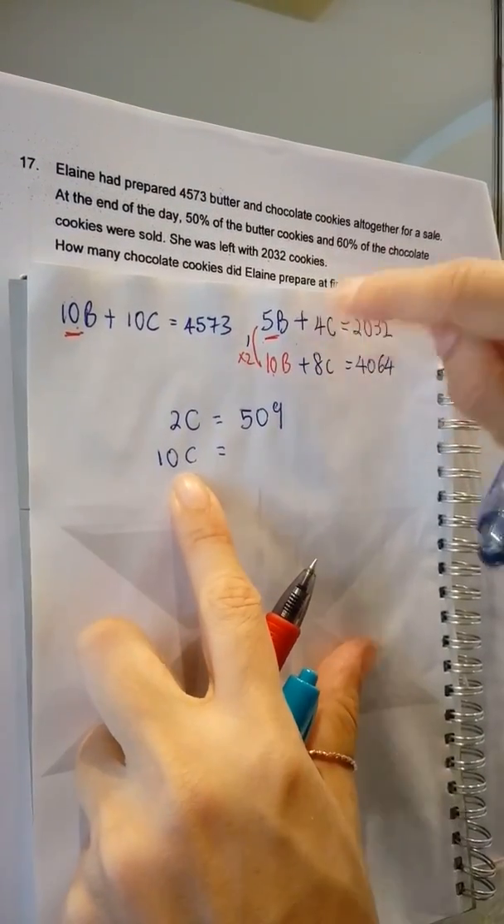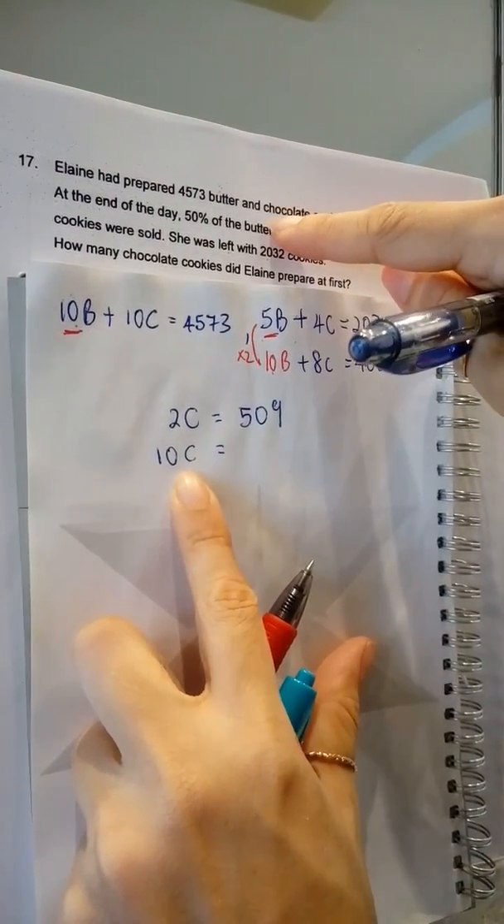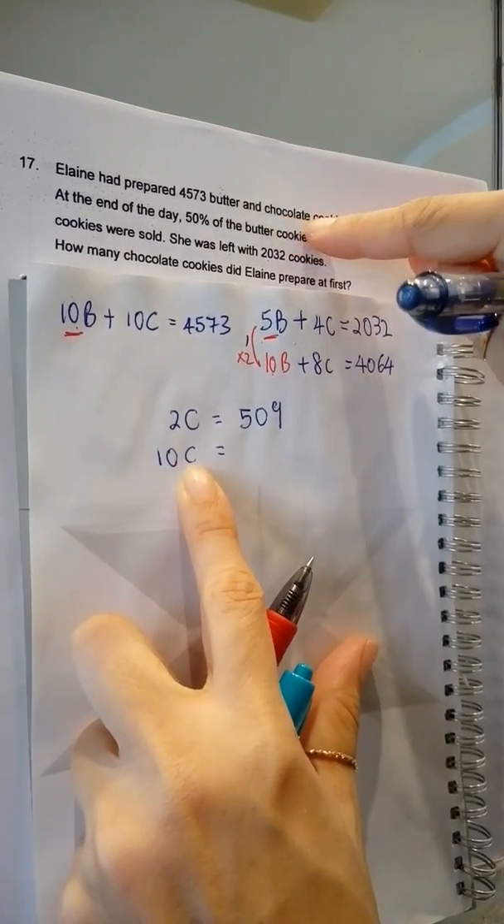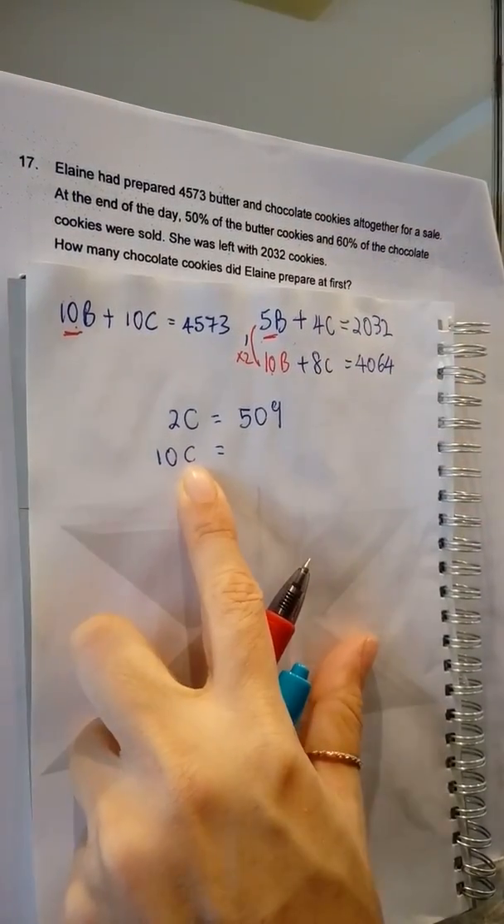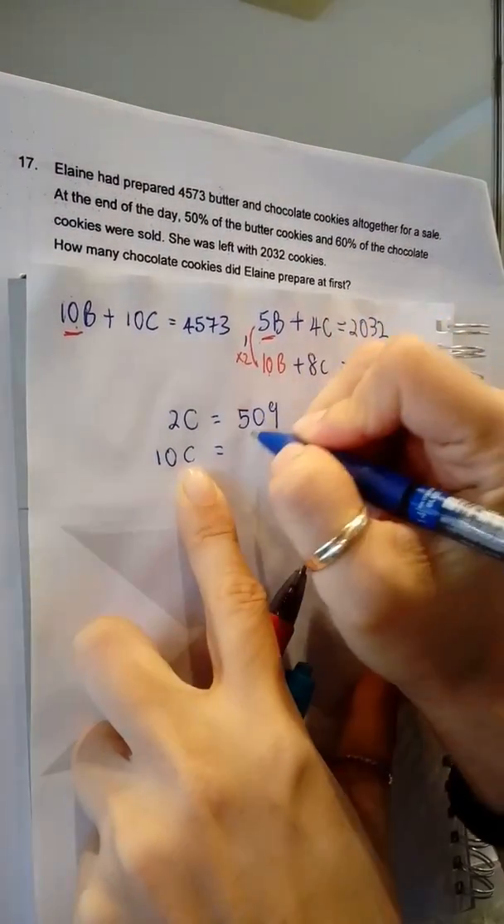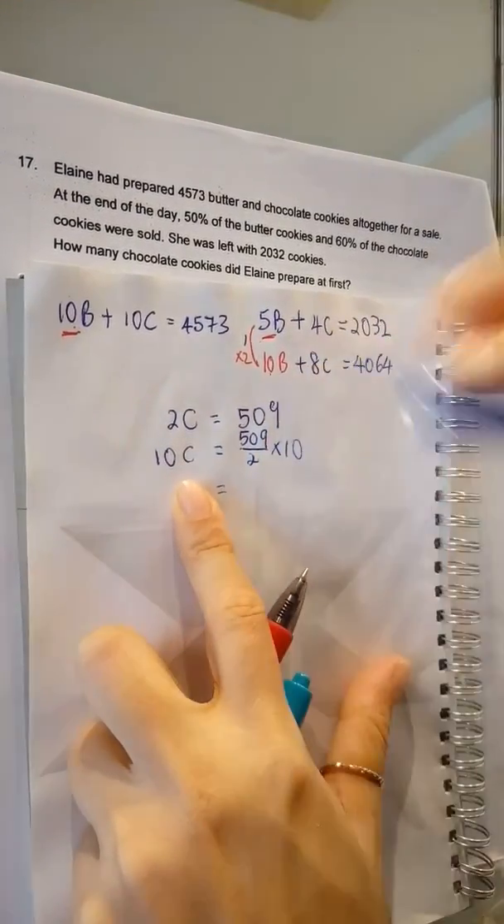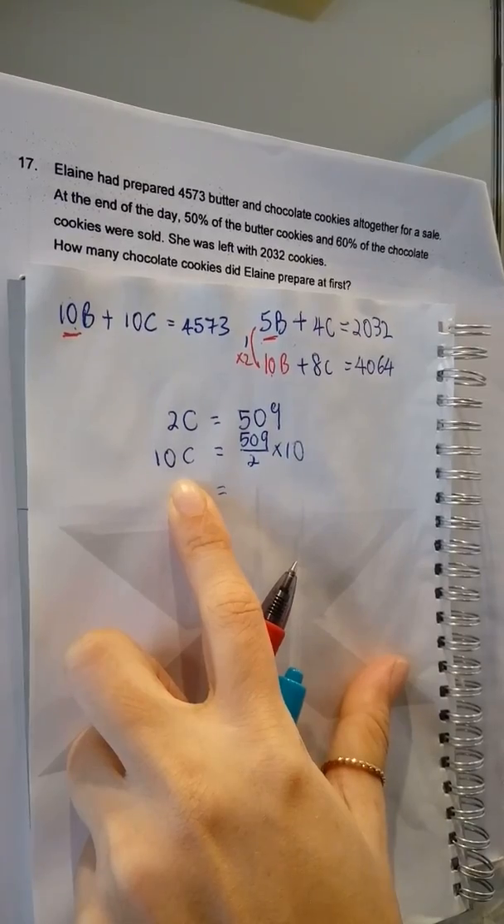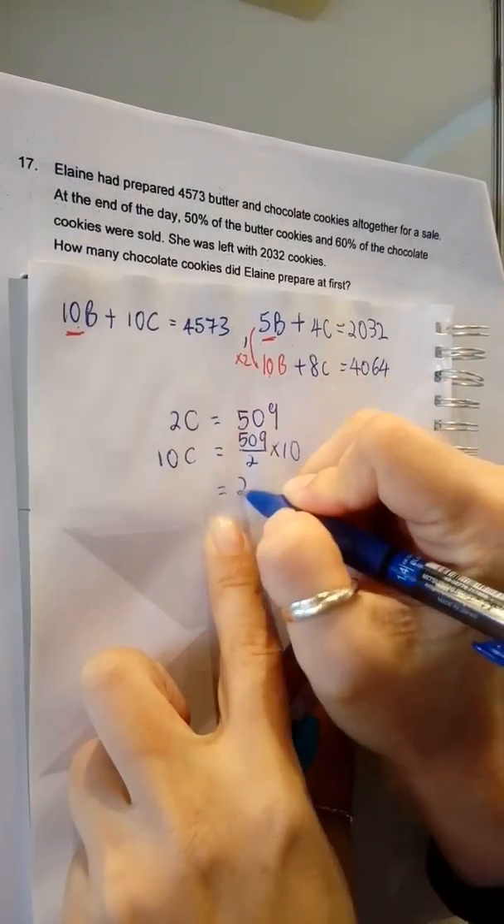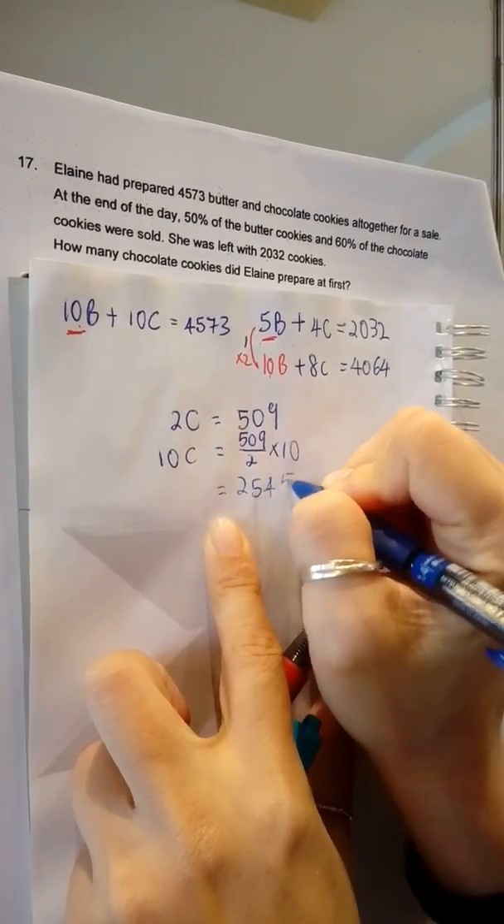So 10 chocolate cookie, which means how many chocolate cookies did Elaine prepare at first? That means I want the initial. At first, if you didn't say anything, it should be 10 units of chocolate cookie, as in 100% of chocolate cookie. So you take right hand, divide by left hand, times bottom number. You got 2,545, answer.